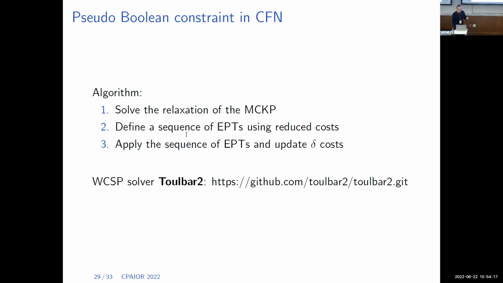So the algorithm looks like this. We solve the relaxed version of the multiple choice knapsack problem. We define the sequence of EPTs by looking at the reduced costs, then we apply the sequence of EPTs, and we don't forget to update the delta costs. We applied this procedure for every pseudo-Boolean constraint in my problem at every node of a search tree. We implemented this work inside the WCSP solver toulbar2, which is an open source solver that you can try if you want.